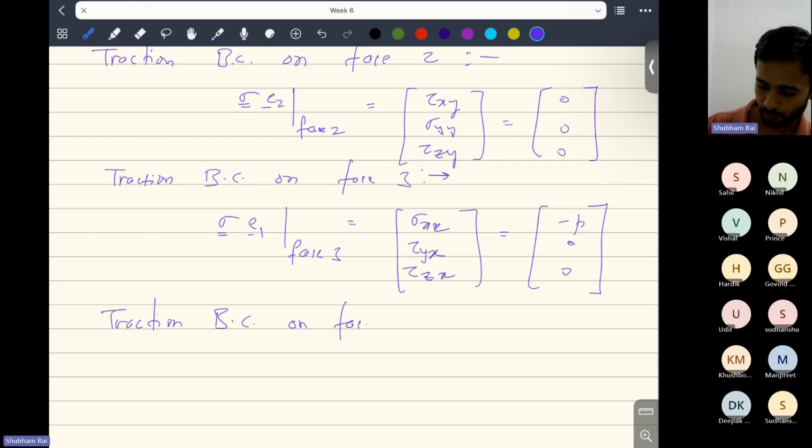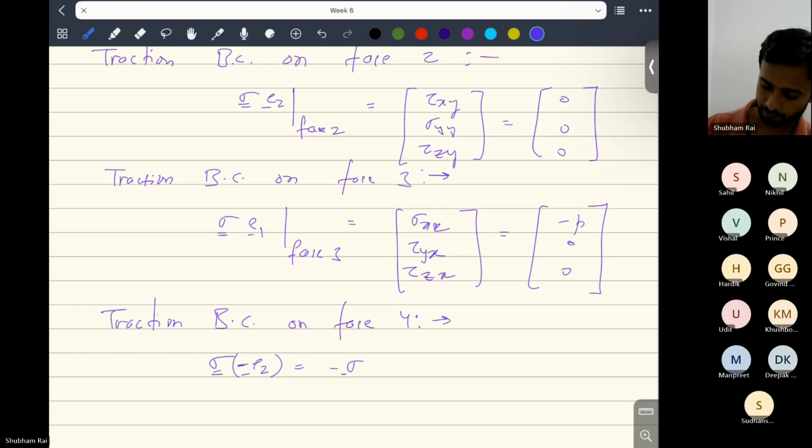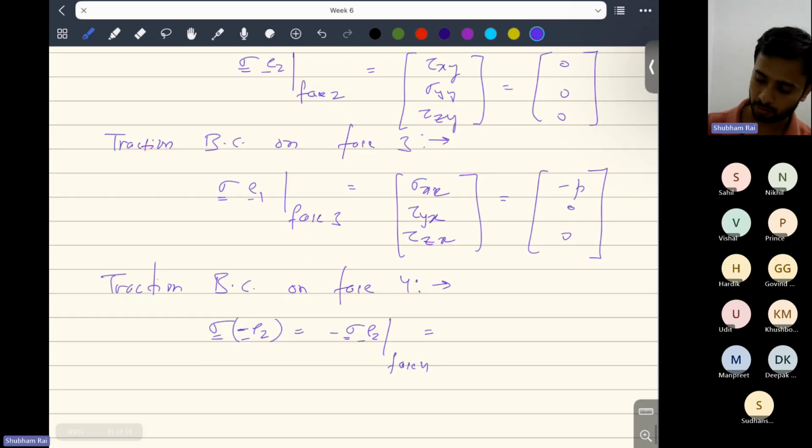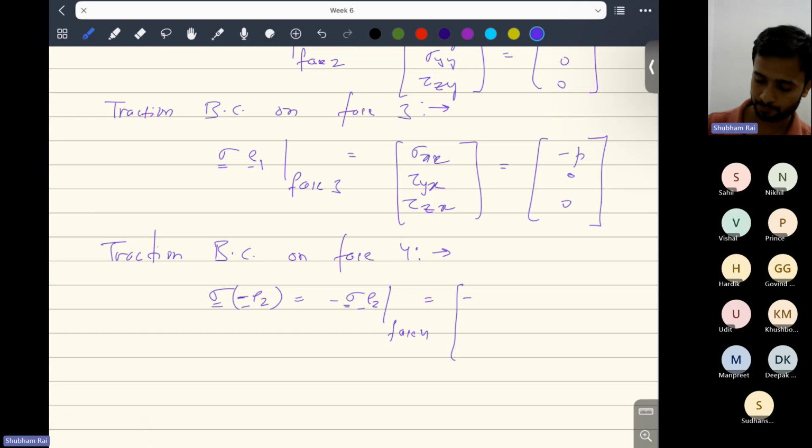Similarly, the traction boundary condition on face 4: there should be sigma times the face 4 normal, which is minus E2. So you can also write that it is minus sigma times E2. This is nothing but the second column of the stress tensor. So this is minus tau xy, minus sigma yy, and minus tau zy, right?